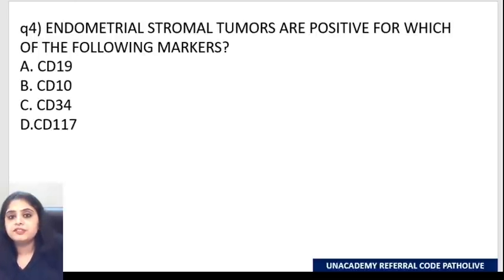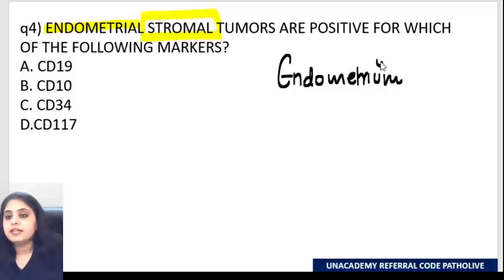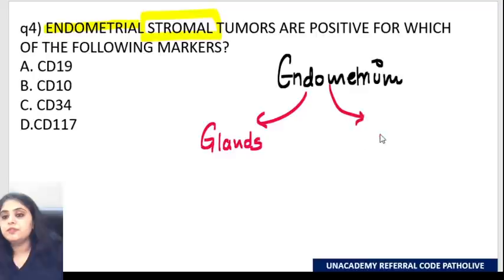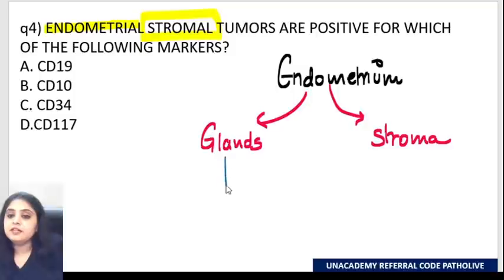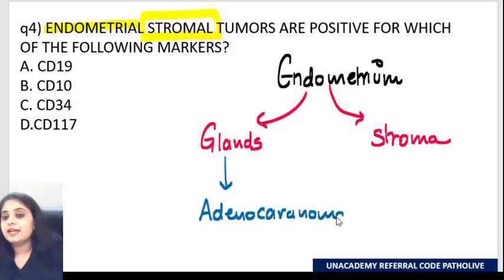Endometrial stromal tumors are positive for which of the following markers? Please remember, I'm talking about endometrial stromal tumors. Stromal. Whenever I talk about endometrium, all of you know that I will be talking either about the glands, or about the stroma. If a cancer arises from the glands, I will call it adenocarcinoma. Whereas if a cancer arises from the stroma, I will call it endometrial stromal sarcoma.